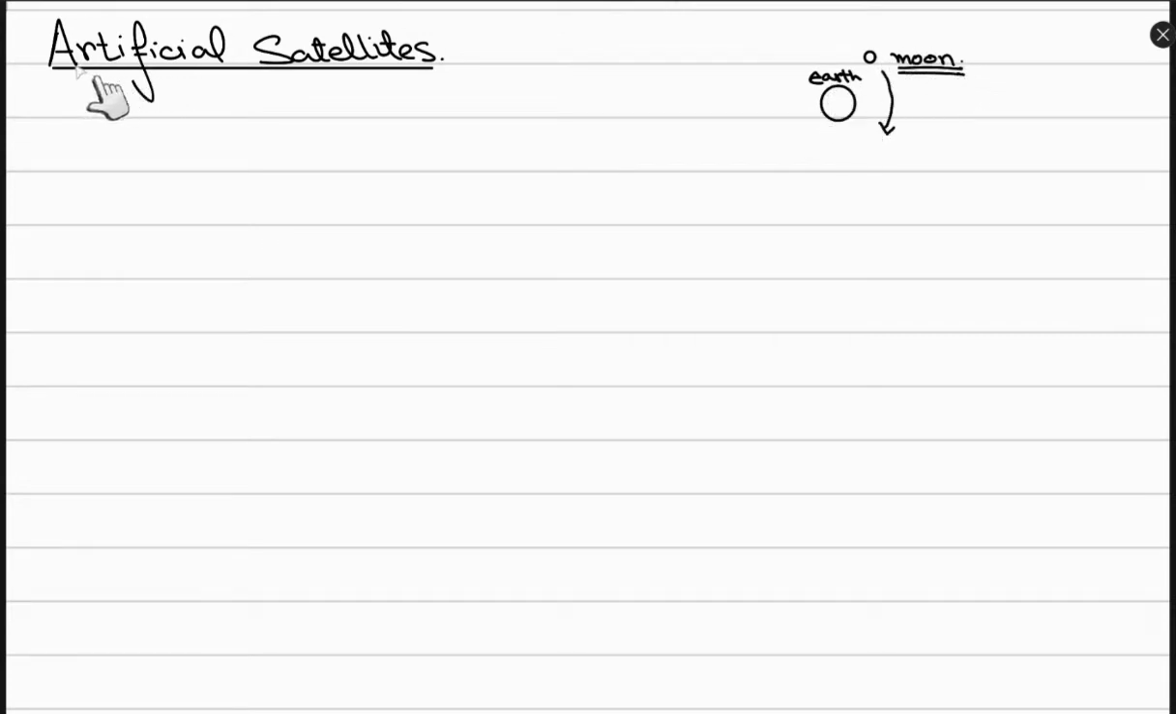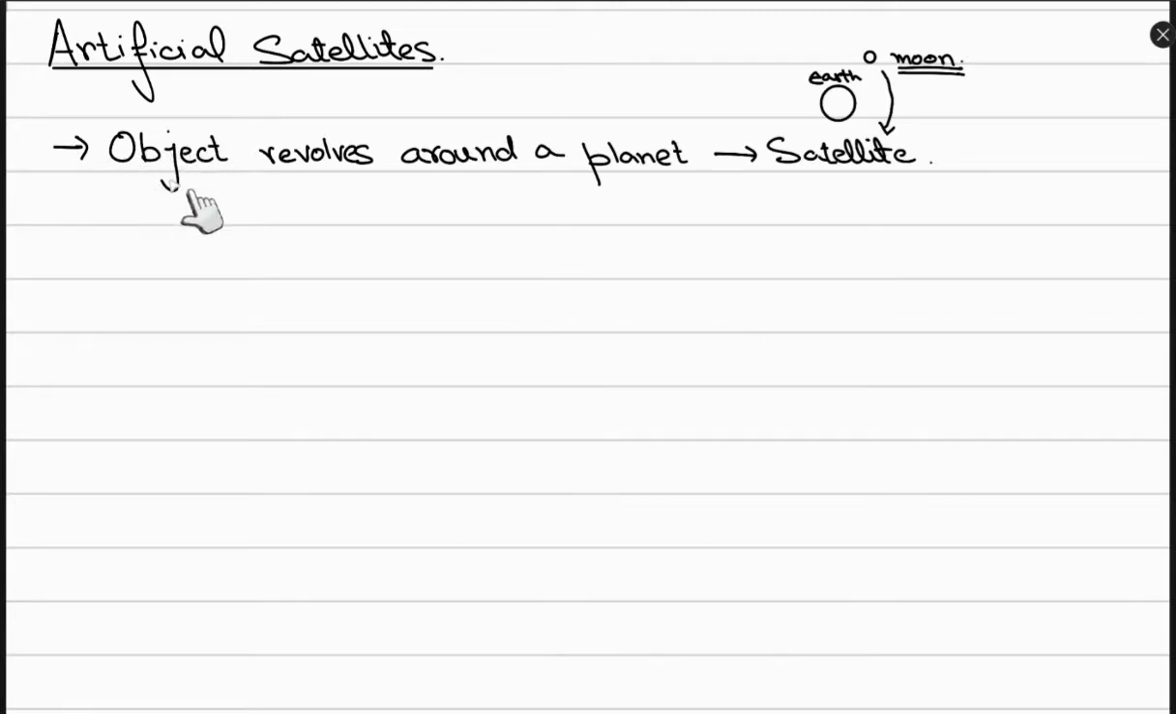However, it is possible to make artificial satellites and send them into the orbit of the Earth as well. So whenever we have any object that is going to revolve or orbit the Earth, or any planet for that matter, that is termed a satellite. And as discussed just now, the moon is a natural satellite of the Earth, right?